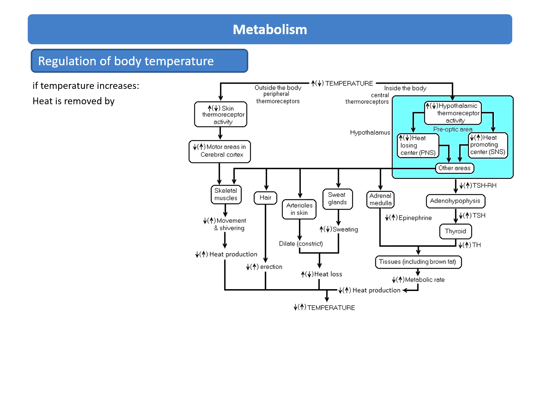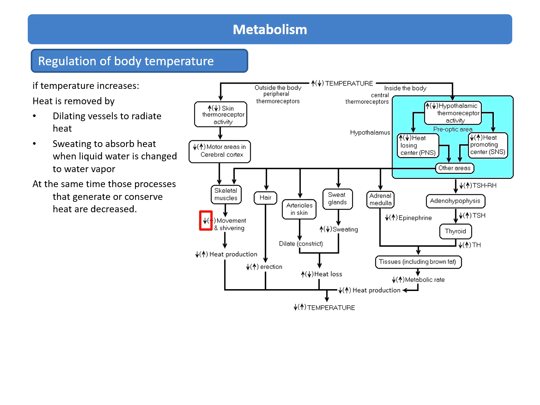Let's look at control if the temperature increases and if the temperature decreases. If the temperature increases, heat is removed by dilating vessels to radiate the heat, by sweating to absorb heat when the liquid water is changed to water vapor. At the same time, those processes that generate or conserve heat are decreased. For example, there would be a decrease in the movement of your skeletal muscles, a decrease in the erection of the hairs. You'll see why that's an effect in a moment. And a decrease in the metabolic rate. Remember, metabolism generates heat. In response, the temperature is decreased, that is, restored back to normal.